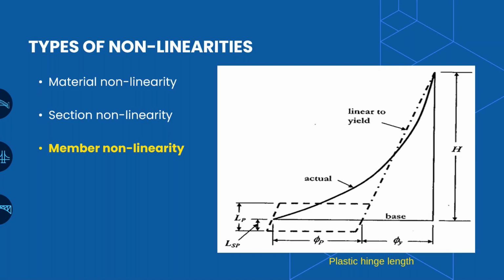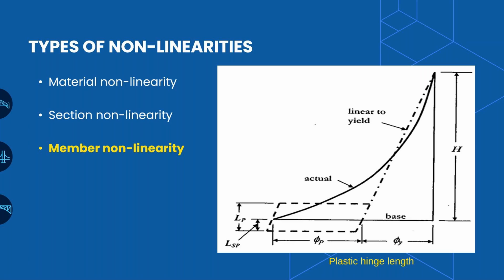Now, the plastic hinge length calculations, depending upon the different types of codes that we are using, are different. If you refer to Caltrans, the plastic hinge length computation depends upon the total length as well as the section type that we are considering.